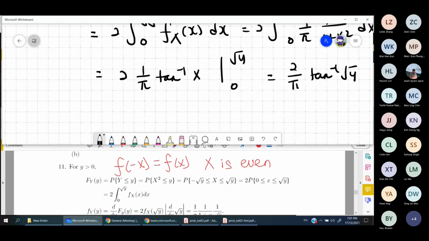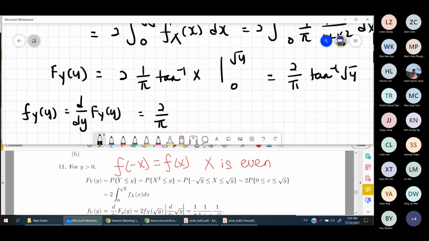So this is your density distribution function. If you want to find a density function, you just need to differentiate it. That's why f small y is just differentiating this with respect to y. Then you will get this straight away.